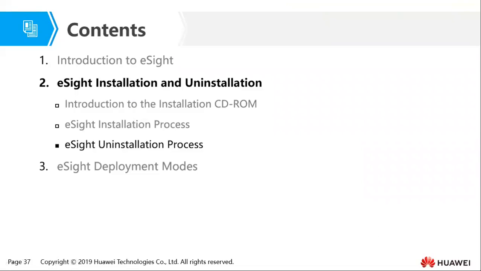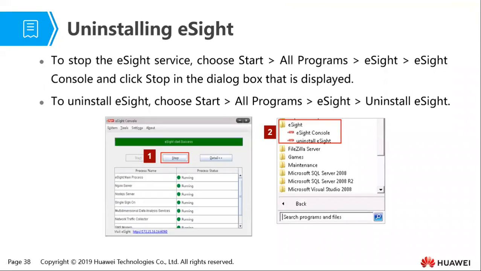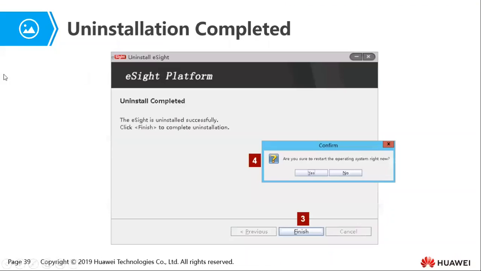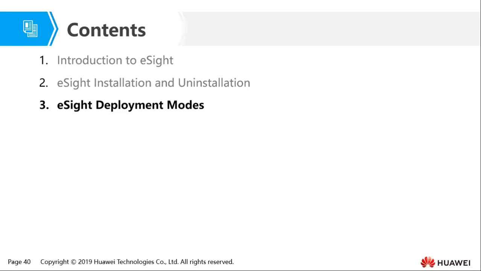Okay, so if you want to uninstall eSight, it's easy. You can click on the Start button. If you're using the Windows Server, then you click on Uninstall. So you need to begin. The first step should be to stop eSight. So you stop it first, and then you go to Uninstall. So that's how you uninstall eSight. So are you sure you want to restart the operating system? You simply click yes, finish, and then yes.